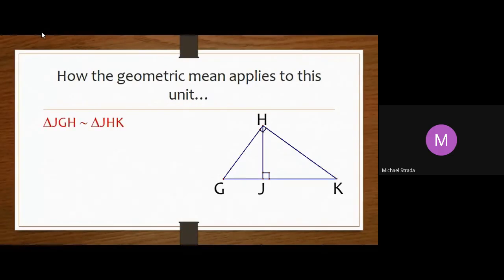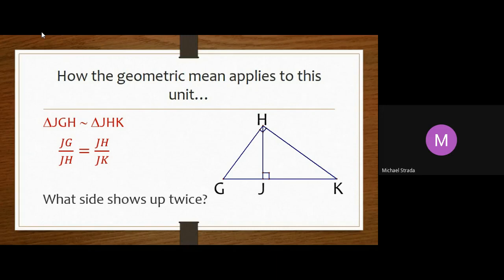7.3 to 7.5. Triangle JGH is similar to triangle JHK. JG over JH equals JH over JK. What side shows up twice? Which in the proportion shows up twice? JH. Agreed? So JH shows up twice.